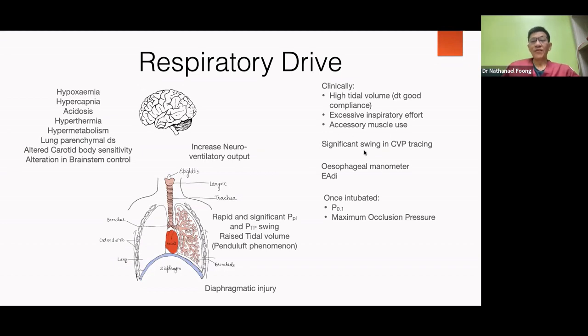If the patients end up with a central line, which at stage 3 or stage 4 is unlikely, you may actually see a swing in the CVP tracing, right? What we don't do, and which is tedious to do, is actually to put in an esophageal manometer to monitor, or monitoring the electrical activity of the diaphragm. And anyway, this is not available to us most of the time. And the patient, once intubated, we can use these two parameters to monitor that, and we'll actually go through that in a while.